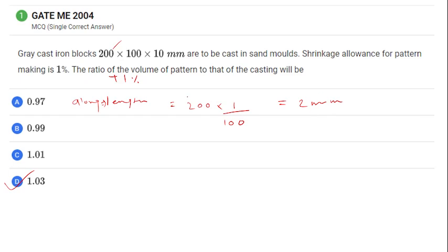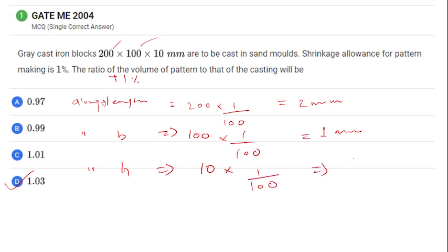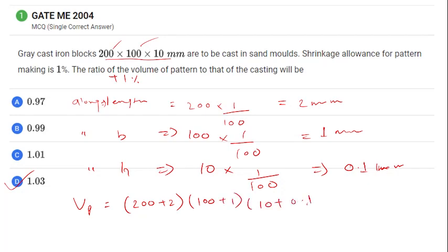So along the length, how much allowance should you provide? 2 mm. Then along the breadth, how much should you provide? It is 100, 1%, that is 1 mm. Then along the height, height is 10, it will be 0.1 mm. Okay, so your volume of casting will be this much, and your volume of pattern, the pattern that you finally made, will be 200 plus 2, 100 plus 1, and 10 plus 0.1.